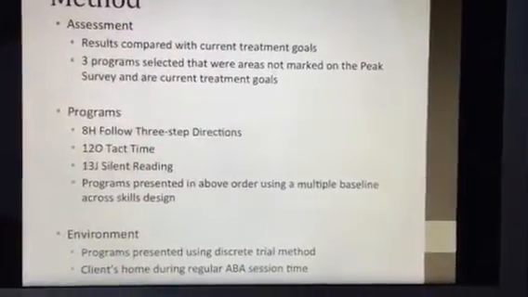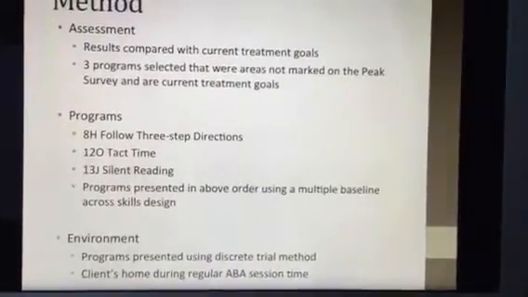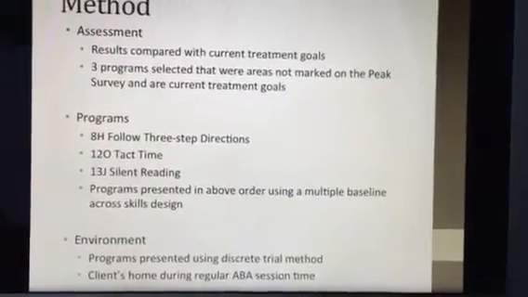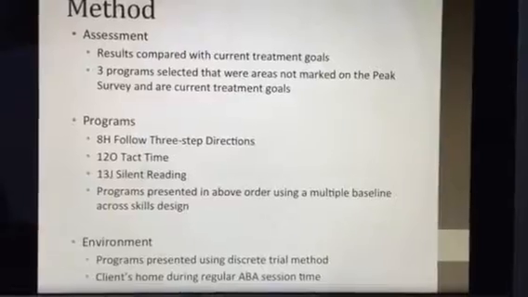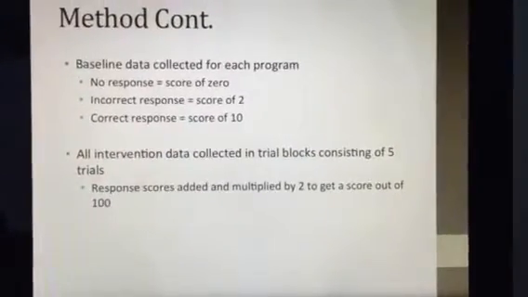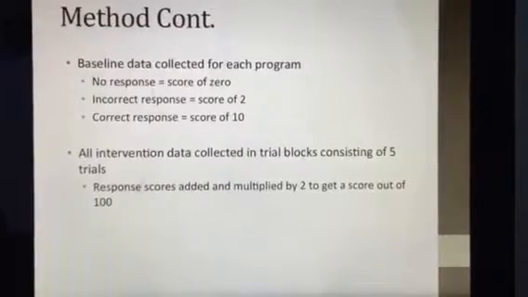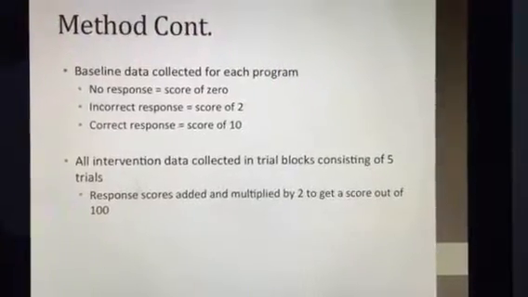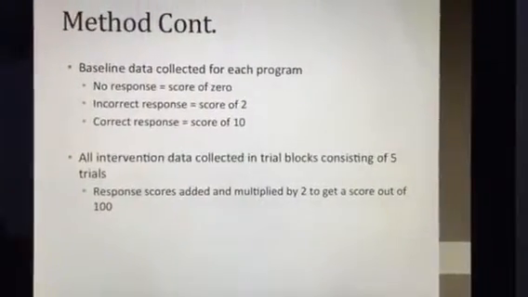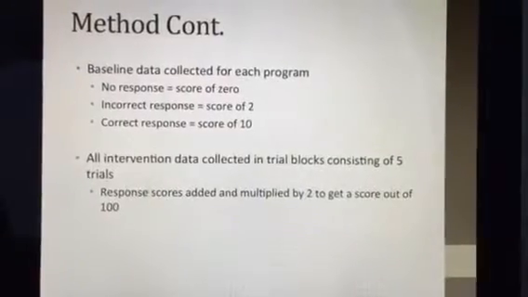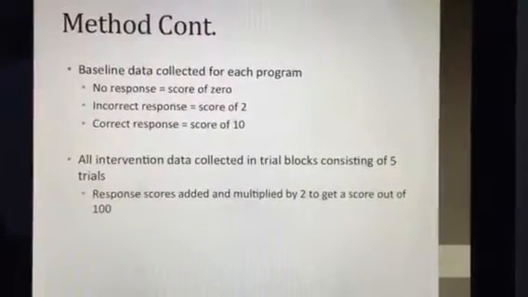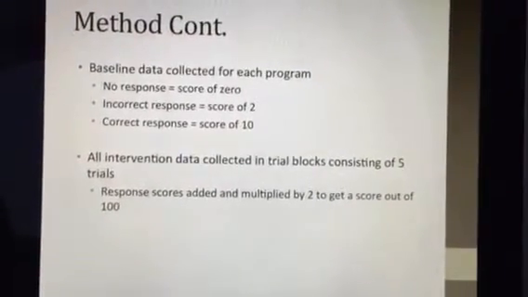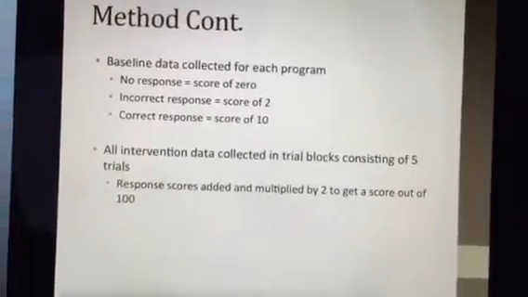The programs were presented using the discrete trial method as described in the PEAK book, and sessions occurred in the client's home, in his bedroom, during his regular ABA session time. Baseline data was collected for each program. In order to keep the response scoring system the same, I modified it for baseline and assigned a score of 0 for no response, 2 for incorrect response, and 10 for correct response. All intervention data were collected in trial blocks consisting of 5 trials. Response scores were added and then multiplied by 2 in order to get a score out of 100.